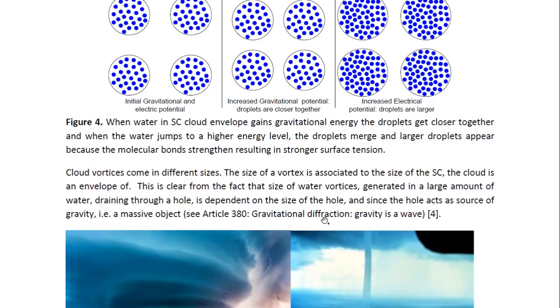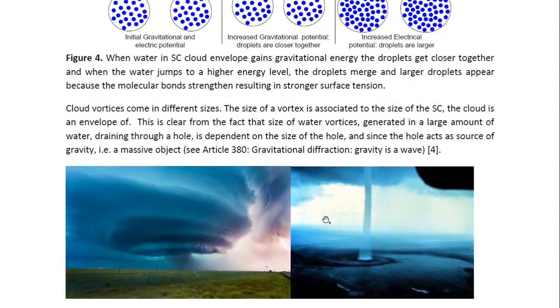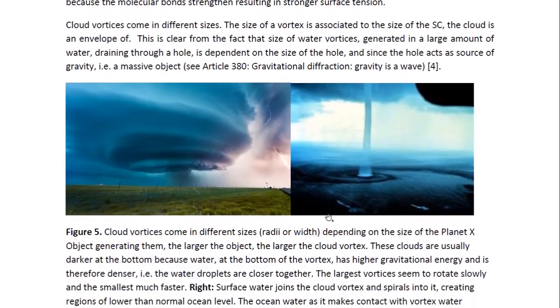Now, cloud vortices come in different sizes. The size of a vortex is associated with the size of the stellar core the cloud is an envelope of. This is clear from the fact that the size of water vortices generated in a large amount of water draining through a hole, such as the hole at the bottom of the kitchen sink, is dependent on the size of the hole. And since the hole acts as a source of gravity, i.e., it acts like a massive object, we expect larger objects to create larger vortices.